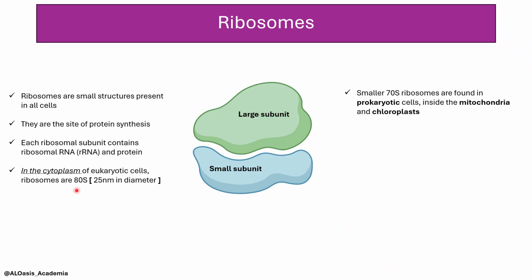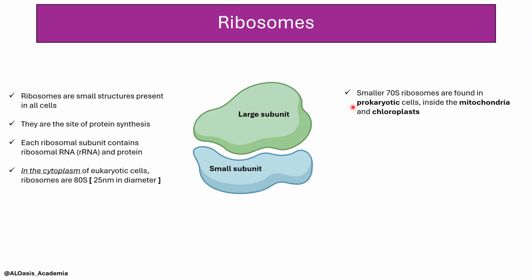Why you need to learn and remember that eukaryotic cells have 80S ribosomes is that there is another type of ribosome. They are smaller ribosomes called 70S ribosomes, and those are found in prokaryotic cells. That's one of the main differences between a eukaryotic cell and a prokaryotic cell: in the cytoplasm of a eukaryotic cell, you will find 80S ribosomes.